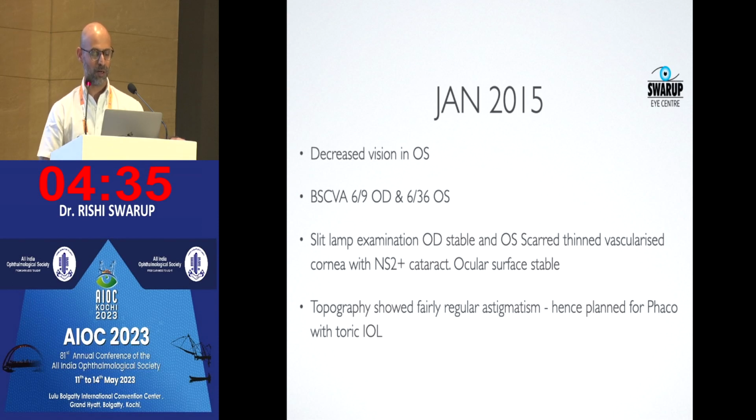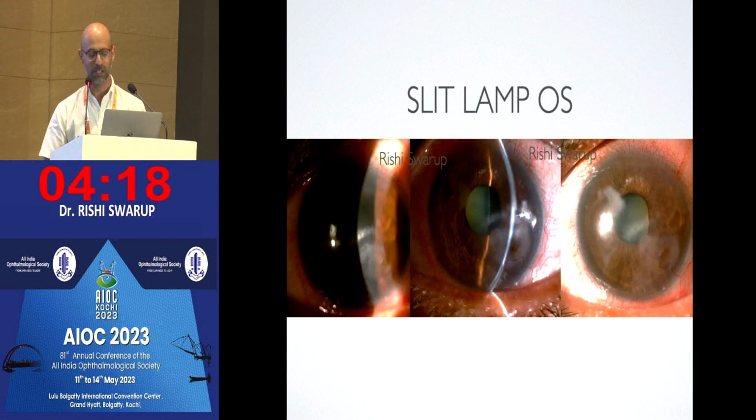The topography showed fairly regular astigmatism, so we decided to go ahead and plan a phaco with IOL. Now, at this point, one could argue that this is a cornea that has had many episodes. It could again have another episode, and the corneal shape might change. So whether to put a toric IOL or not is somewhat controversial. But in her case, she wanted more of a refractive correction as much as we could give her.